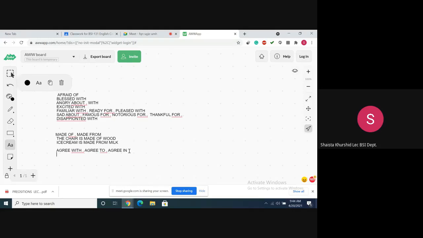Very good, excellent. Agree with is actually with the people, and agree to is for the proposals or opinion, as you said. Agree in is basically when there are some rules and regulations, and all of the people are informed that these are the rules, and you are agree in those rules. So the rules and regulations for the university or for a particular department, you are agree in those rules. Okay, so actually it is used for that.